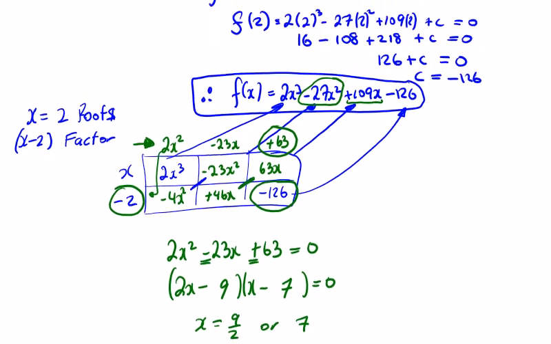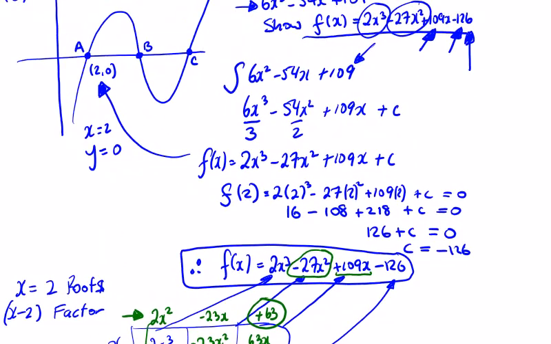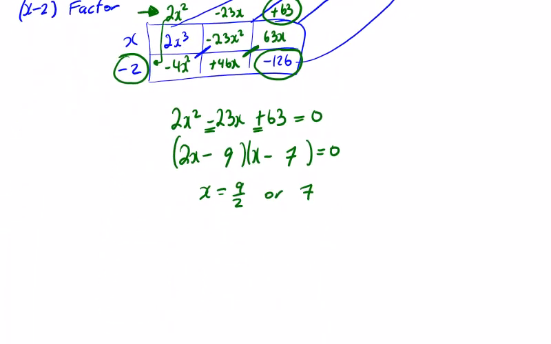But they're looking for the points b and c. Which one is first? B comes before c. So make sure you finish it off correctly. So b is going to be the lower number, 4.5, 0, and c is 7, 0.